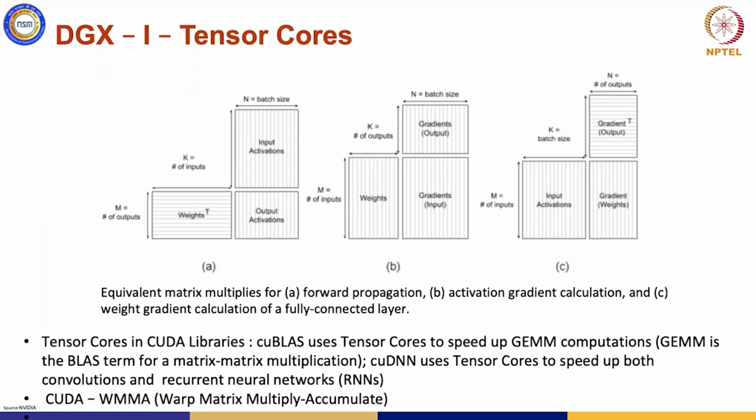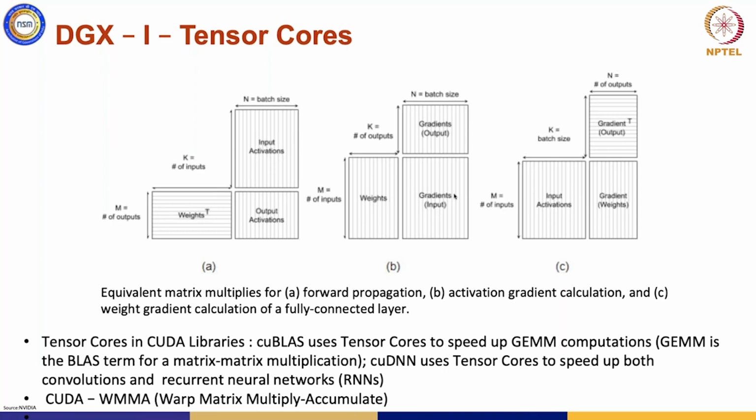So this is how we can try to create easy-to-understand representations of whatever we would be using in our deep learning or machine learning model development. You can show it as equivalent matrix multiplications for forward propagation, your activation gradient calculation, and then weight gradient calculation when you're doing it for a fully connected layer. So you can see here the size of the matrices, and then you have the output activations, input activations, weights, and all of that put in a manner which could be easily executed by tensor cores.